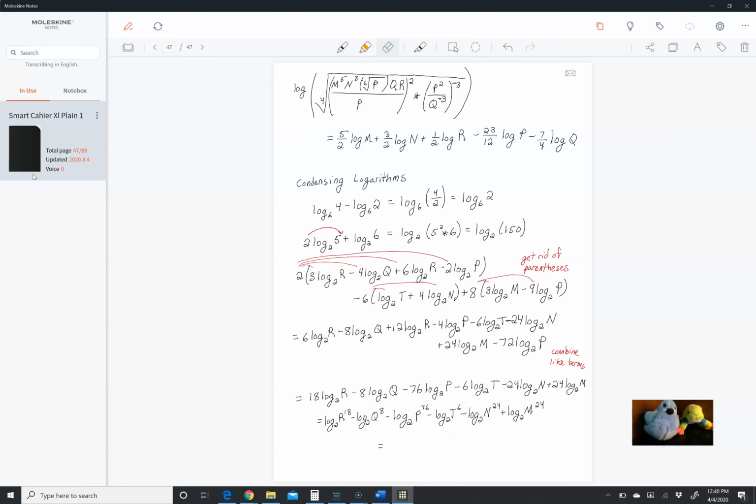And then from here, we make it into one log. So we have r to the 18th goes on top because it's positive. Q to the 8th goes on bottom because it's negative. P to the 76th goes on bottom because it's negative. So does T to the 6th. It's negative, so it goes on bottom. N to the 24th is negative, so it goes on bottom. And M to the 24th is positive, so it goes on top.